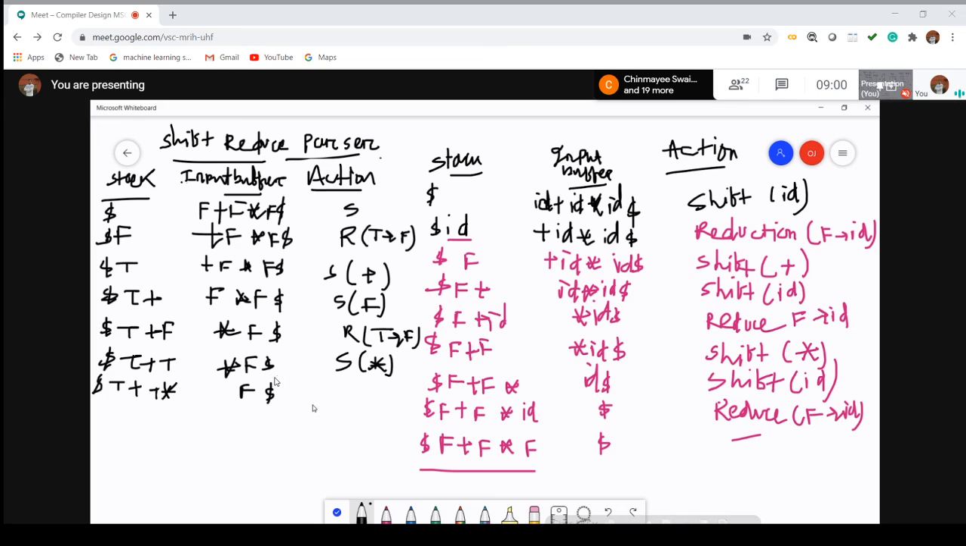Once you find this one, which operation do we have to perform? We have to shift again. Which value is to be shifted? F is to be shifted. If I shift the F, then which value can I get? Dollar T plus T star F. F is shifted, so the value is like this. Then F can be reduced with T, the reduce operation T to F.